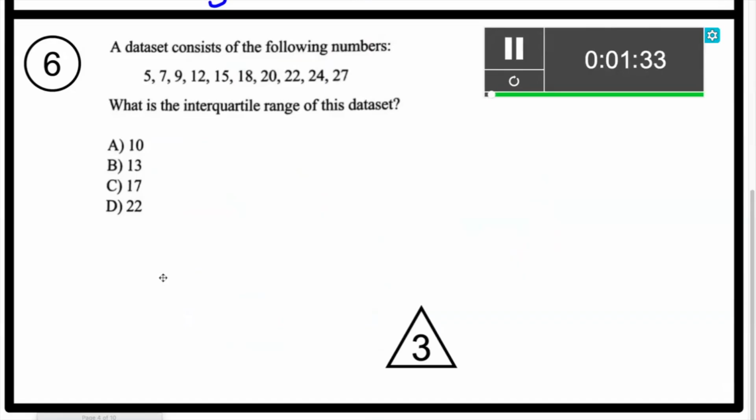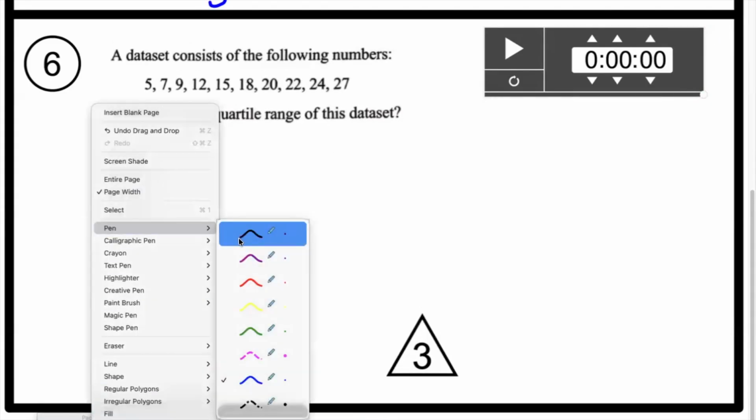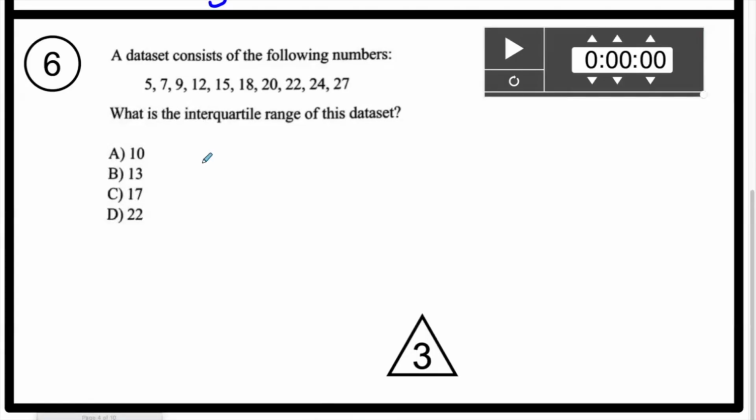Okay, this is just finding what's called the interquartile range. So it's worth going over how to do that. To find the interquartile range, which is what we sometimes call the IQR, it's just Q3 minus Q1. Q3 is the third quarter and Q1 is the first quarter.